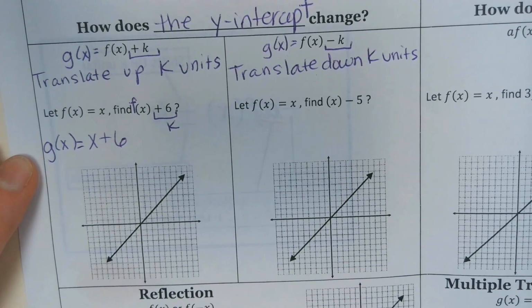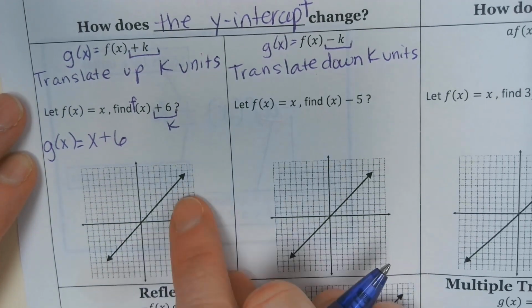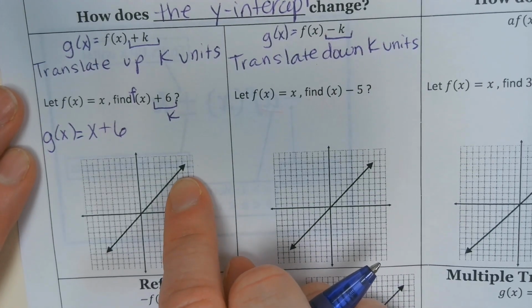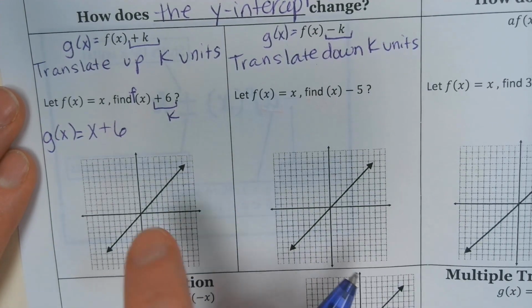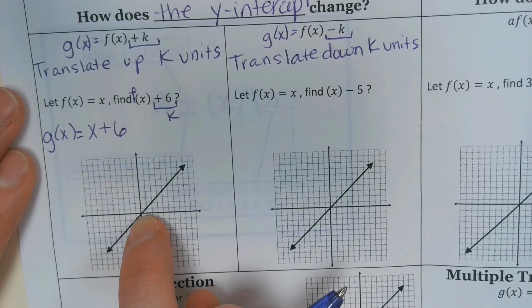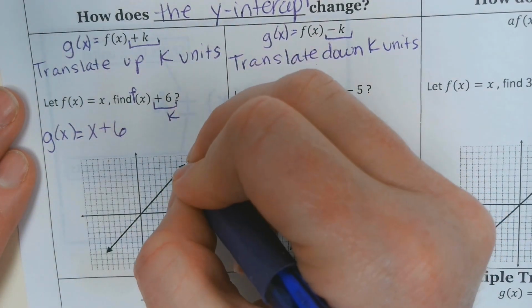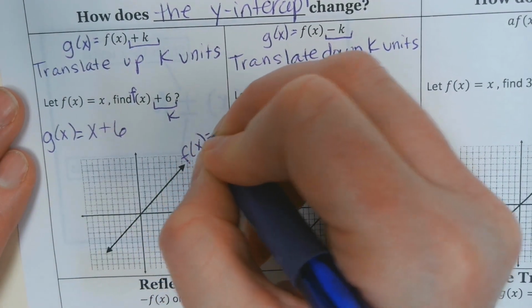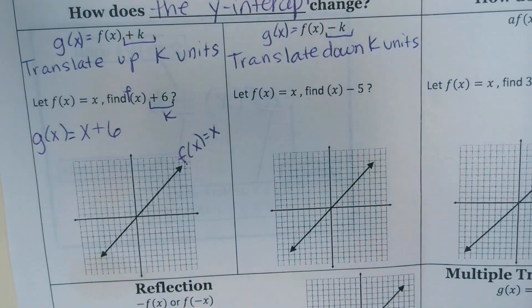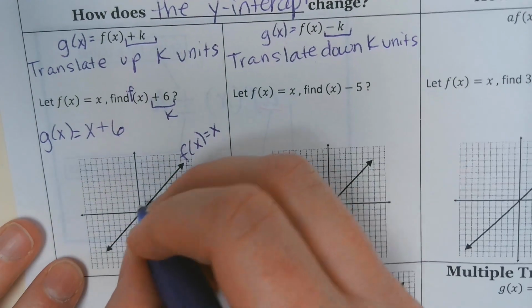So we need to graph this. The black one that's already graphed, that's our linear parent function. It's the one that goes through the origin, has a slope of 1 over 1. So label this f of x equals x. So plus 6 just means that this same exact line is just translated up 6 units. It has the same slope. The only thing that's changed is the y-intercept.